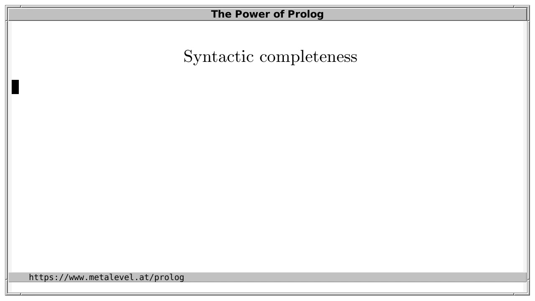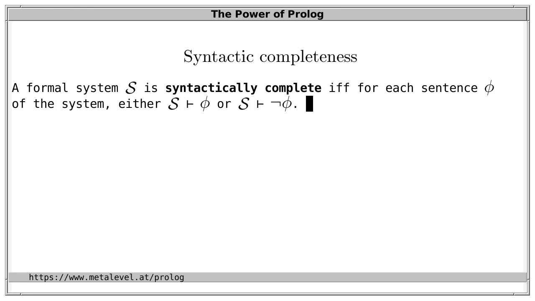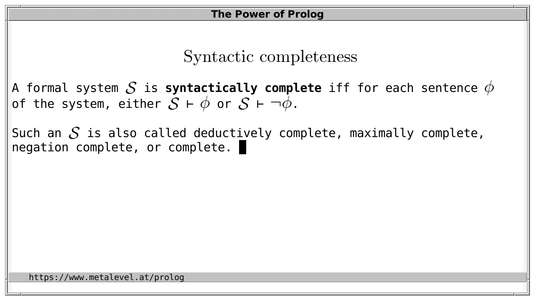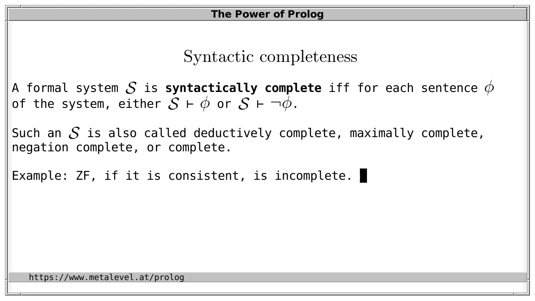So, as a brief aside, syntactic completeness of a system means that for every sentence phi of the system, we can prove either phi or not phi. So in other words, for each statement we can formulate, we get a definite answer, one way or the other. And a syntactically complete system is also called deductively complete, maximally complete, negation complete, or just complete. And syntactic incompleteness is nothing unusual.